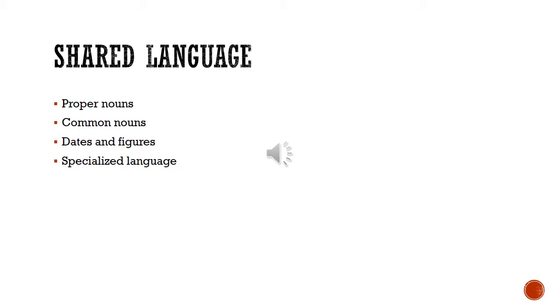Another shared language could be in the form of common nouns, like for example, table, chair, the police, the internet. These words cannot be reworded or changed. Dates and figures cannot be changed or reworded. You cannot paraphrase them. You cannot write them in your own words.